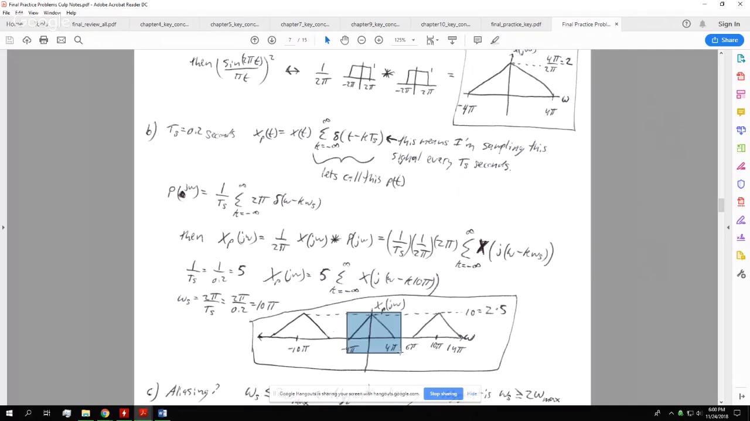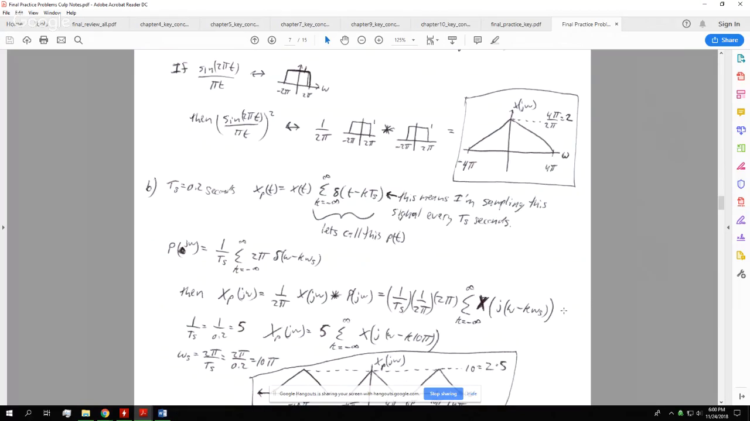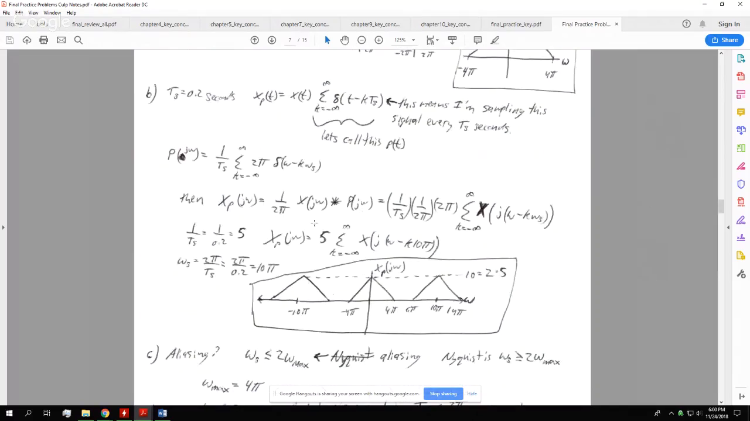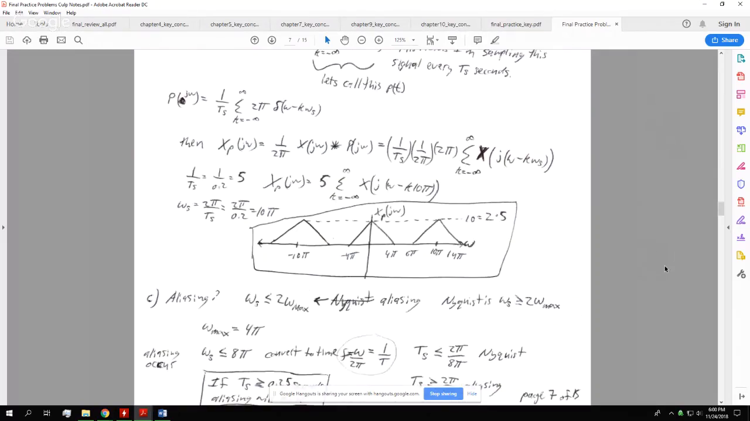So I have my original one, and I go out 10 pi. This triangle was centered at 0, so plus 10 pi is over here, and I center a new triangle. Minus 10 pi, I center another triangle. The only other thing you have to worry about is whether there is a scaling factor. And yes, there is. The amplitude of our original x of j omega was 2, right there, and we are scaling it by 5. So 2 times 5 equals 10, and that's our new scaling factor. So that's part B. Now let's move on to part C.